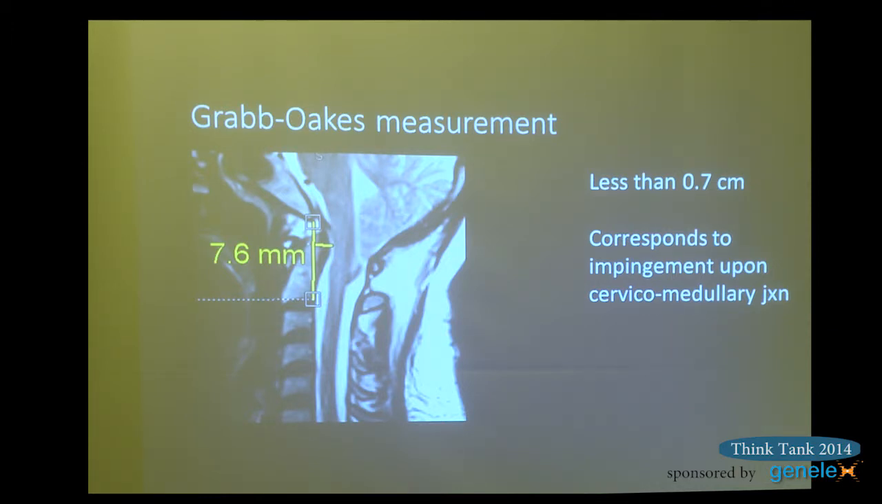Normal is less than 7 millimeters. 9 is definitely a place for big trouble. If someone's symptomatic, this is too much.